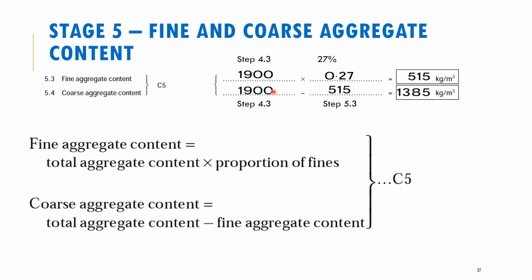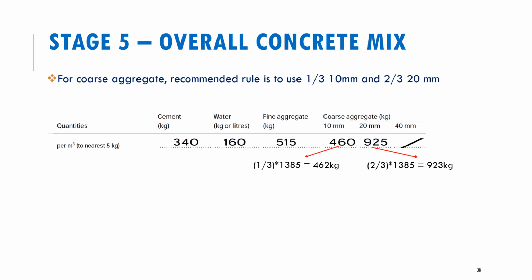For the coarse aggregate, again, it starts off with the total aggregate content as specified in this equation, minus whatever you obtained from that calculation in 5.3, which is 515. So 1,900, take away your fine. So total, which is 1,900 aggregate minus fine, you're left with your coarse. Okay, because you remember your total aggregate, which is 1,900, is composed of two things. It's composed of your coarse and it's composed of your fine. Okay, so that was for steps 5.3 and 5.4.